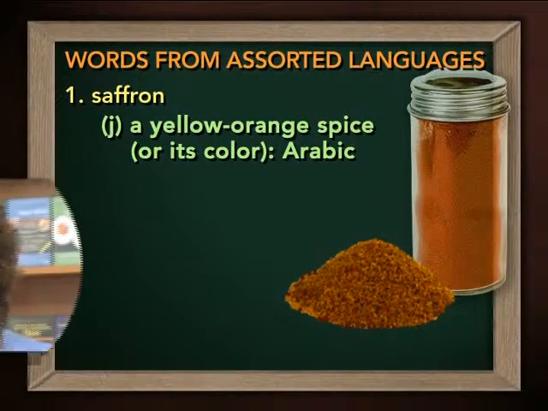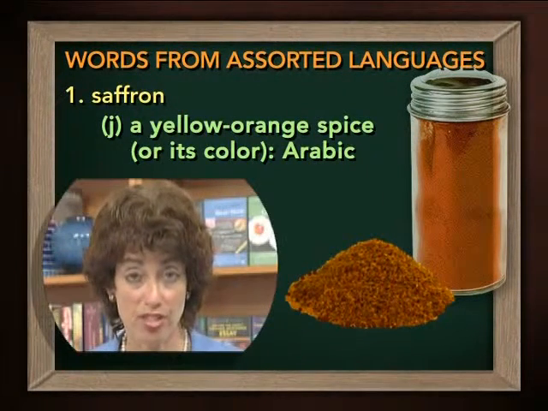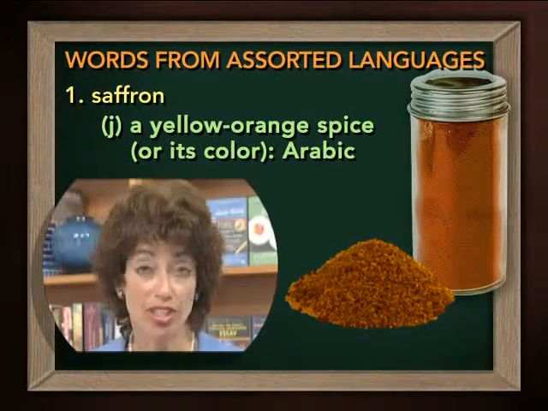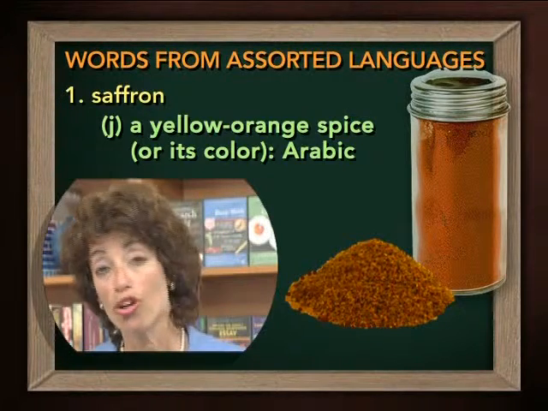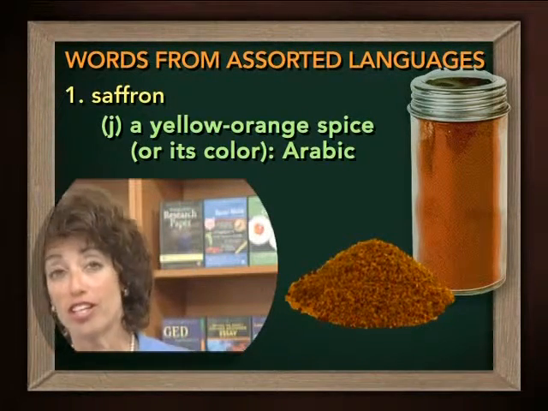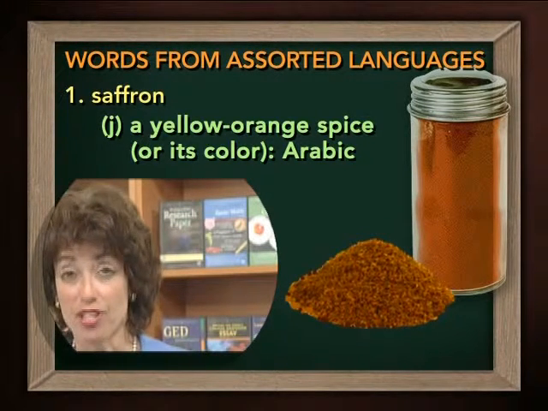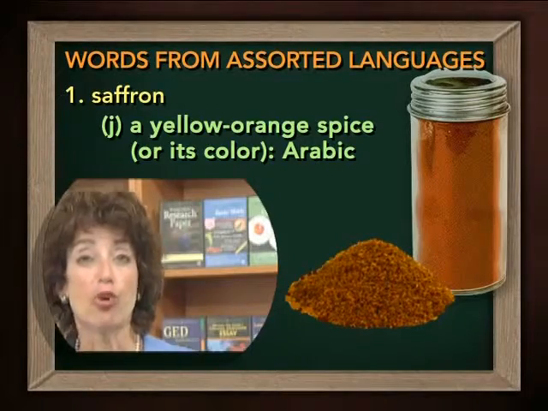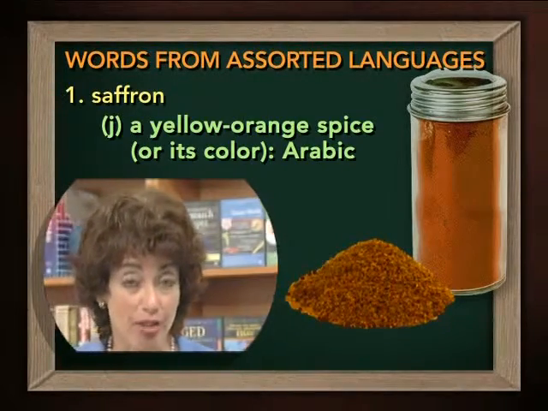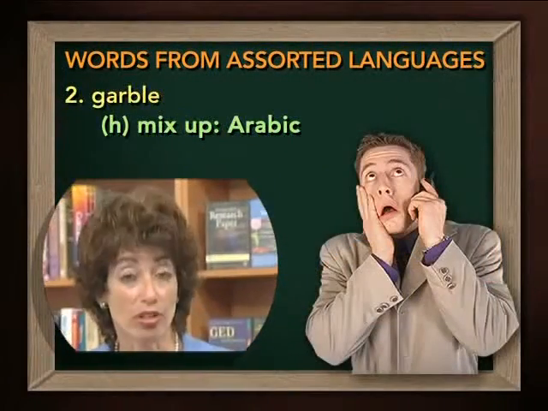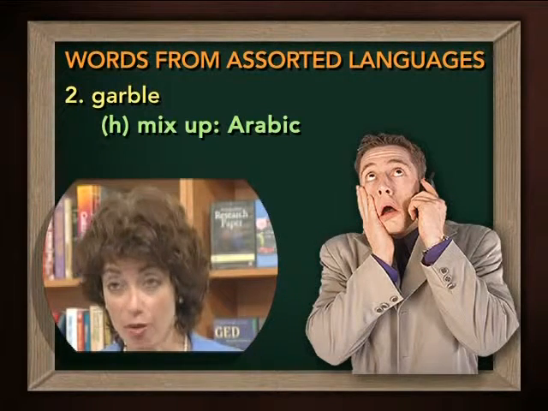Saffron is a yellow-orange spice, or it's that beautiful yellow-orange color. The word comes from Arabic. Saffron is a delicious spice, and it's a very, very expensive spice because it comes from the inside of crocus flowers, so it's very hard to gather. To garble means to mix up, and that's an Arabic word.